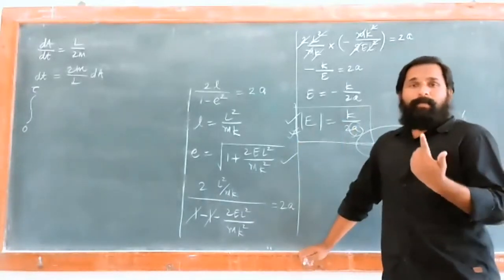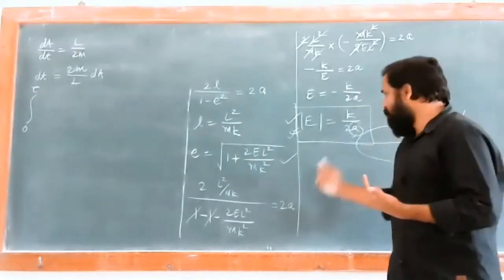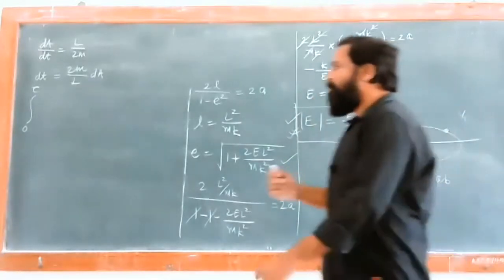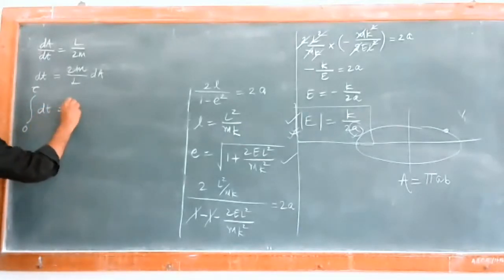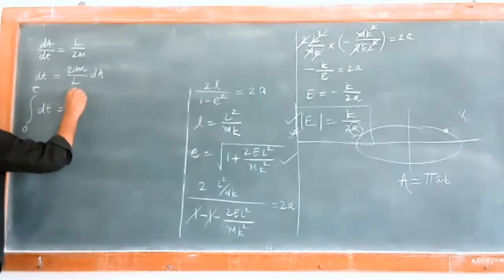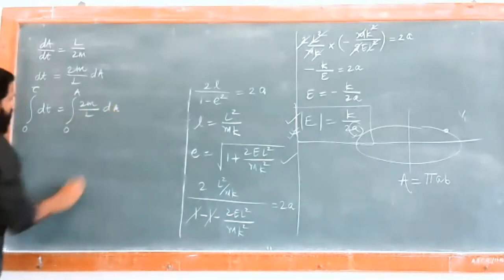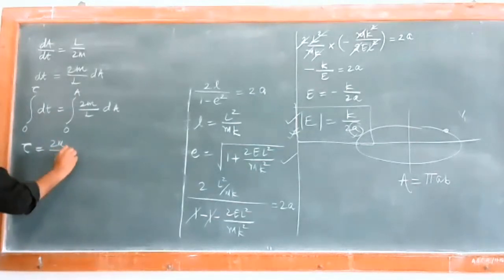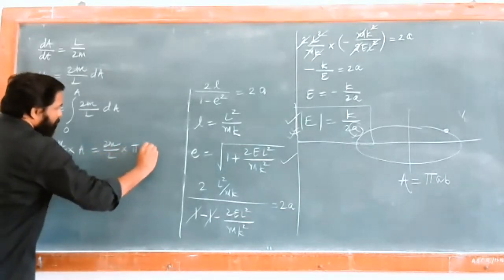So what is the period? Period is nothing but the time required for a planet to complete one oscillation. The time required to complete one oscillation around the sun, let us define in terms of tau. So you can have the integration of dt from 0 to tau equal to the integration from 0 to A, the amount of area covered, of 2m upon L into dA. So tau is equal to 2m upon L multiplied by the value of A. A is the area of an ellipse, so this is 2m upon L multiplied by pi a into b.